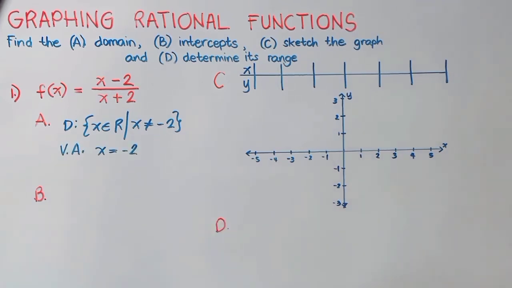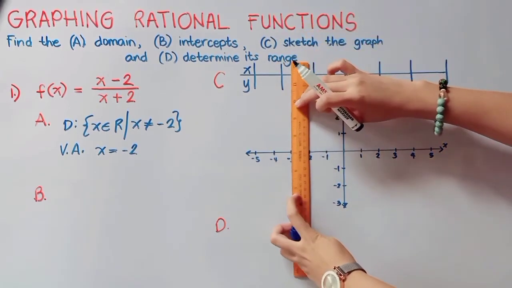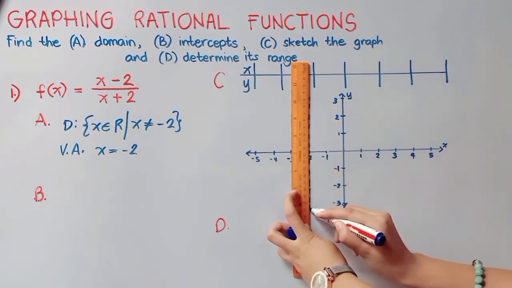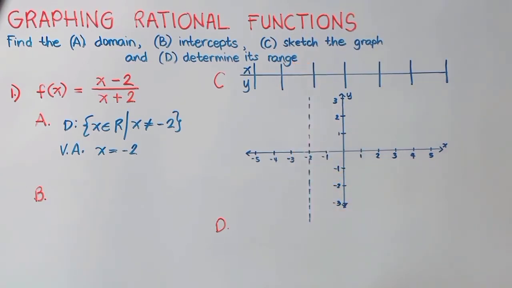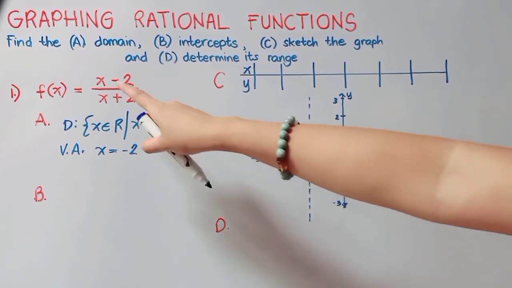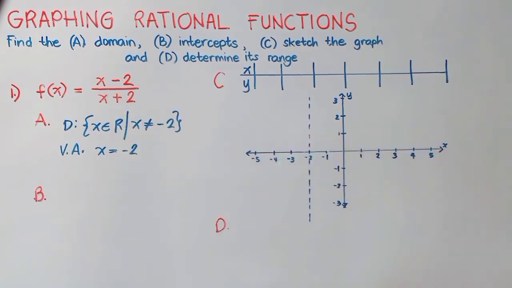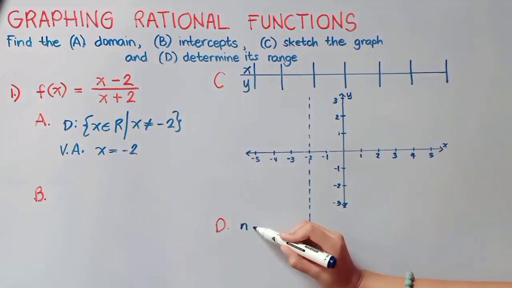An asymptote is a line that the function may approach but does not reach. Let us now plot our vertical asymptote. Since we already have our domain, let us get our range. To get our range, we have to look at the degree of our polynomial in the numerator and denominator. Our highest exponent is the degree of the polynomial. In the numerator, we have 1, and in the denominator, we have 1.